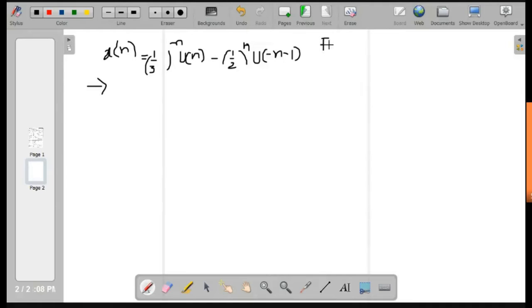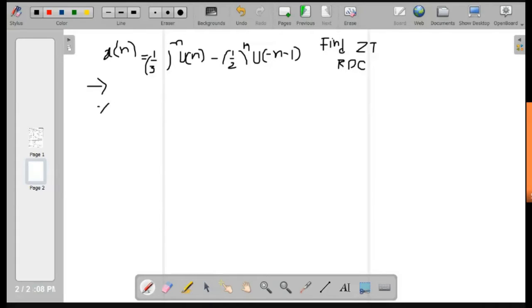Find the Z transform and ROC. So let us see who all have tried to attempt this question.